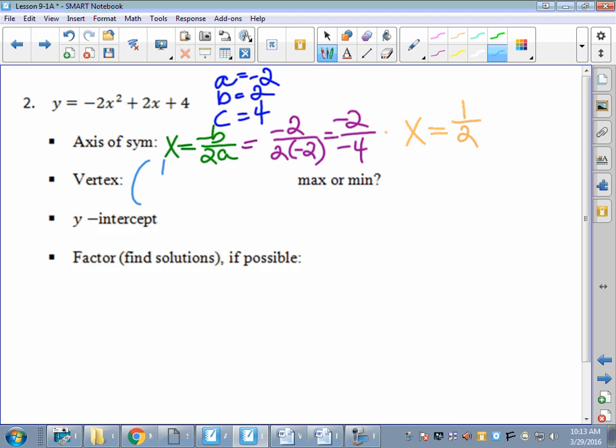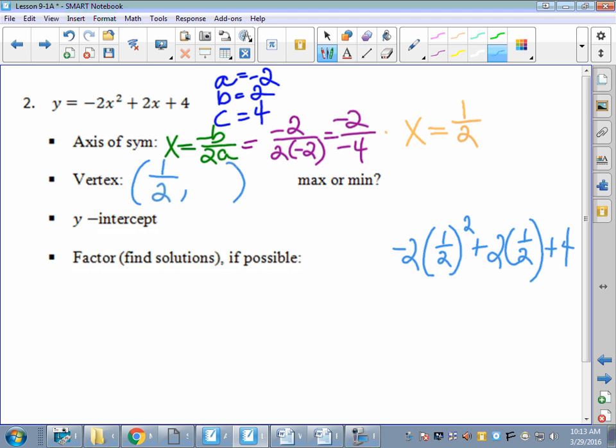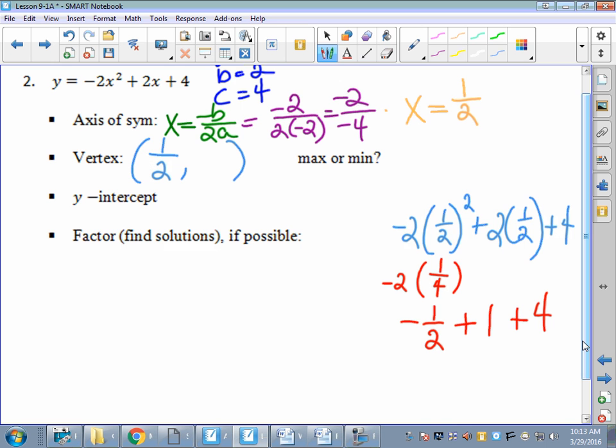So now for my vertex, I'm going to plug in 1/2, and I'm going to do the math to figure out what the rest of my vertex is. I'm going to do this over here, I think. So negative 2 times 1/2 squared plus 2 times 1/2 plus 4. We're still going to get a fraction, but that's all right. I happen to know that 1/2 times 1/2 is 1/4 times negative 2, so that's a negative 1/2 plus 1 plus 4. Double check my math, but I think I ended up with a 4.5. So my vertex is going to be over 1/2, up 4.5. It's all right, we can do that, no big deal.